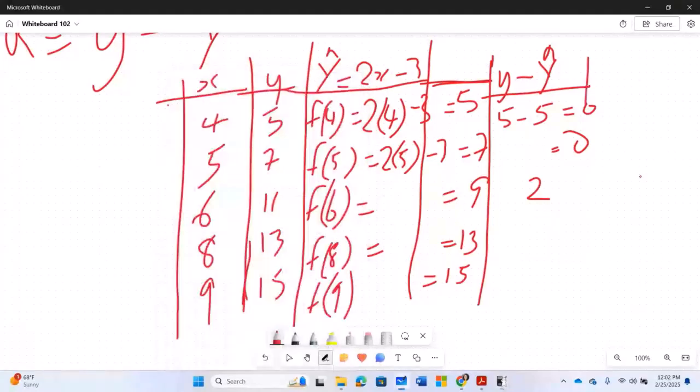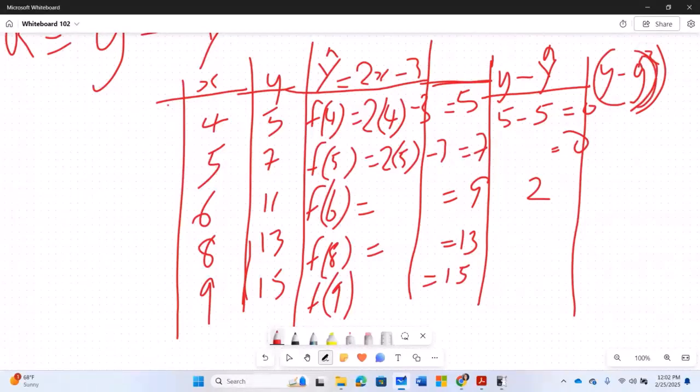So the next point is going to be y minus y hat all squared. So it means we are going to add. We are adding all this. So the sum of squared residuals is, we've got 2 here. 2 squared is 4. Okay.